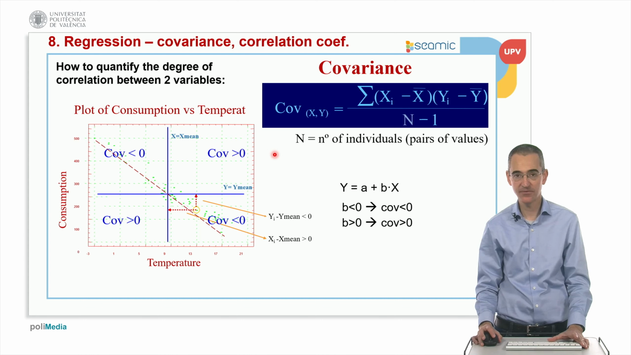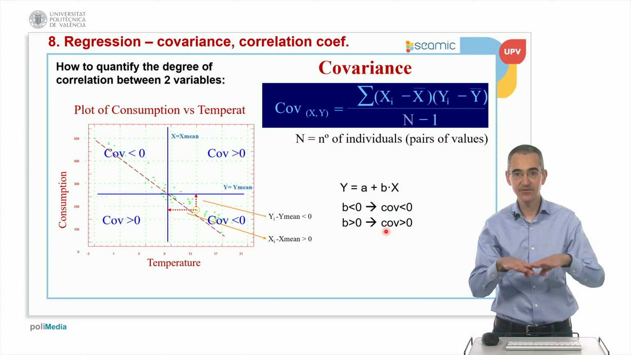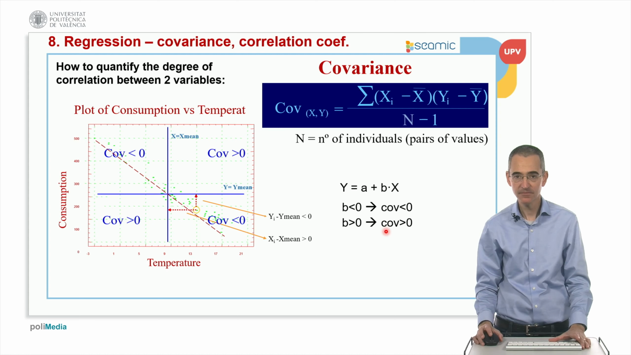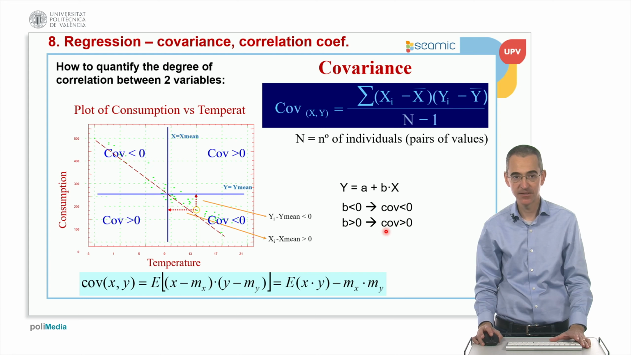Okay, so the idea is the following. If we can fit a straight line for a cloud of points, and b is the slope of this fitted line, if the slope is negative, the covariance will be negative, and if the slope is positive, the covariance will be positive. And if the slope is 0, if there is no trend, the covariance will be 0.